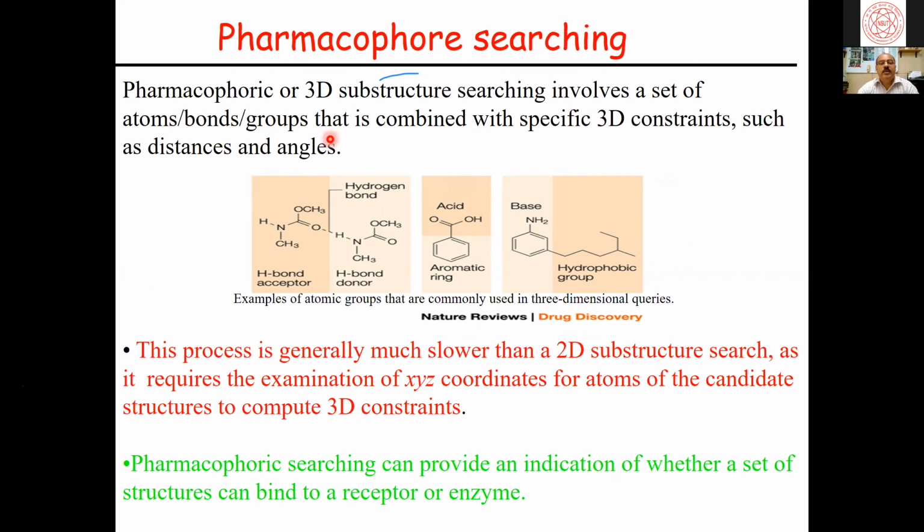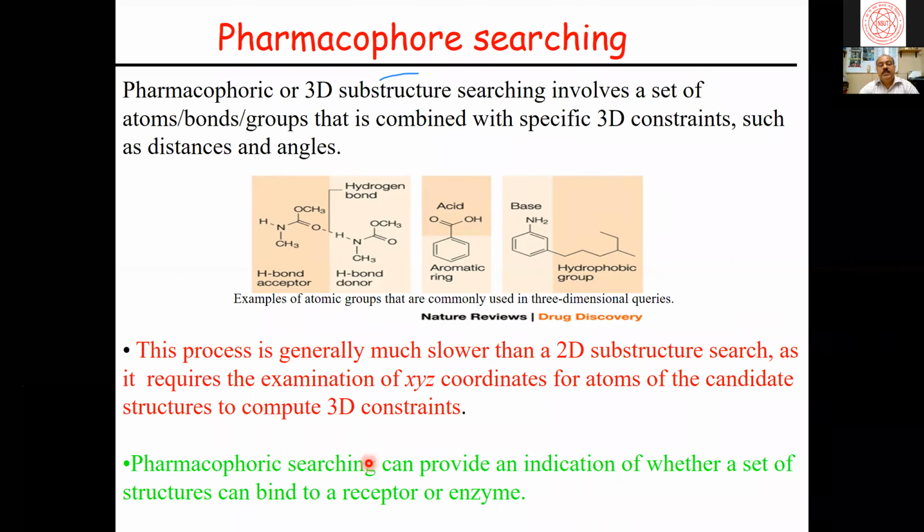Now, since there are so many constraints being put into developing this query for pharmacophore search, the process is generally much slower than the two-dimensional substructure search, because here you are required to examine all the XYZ coordinates for atoms of the candidate structure to compute all the restraints that have been put on the query.